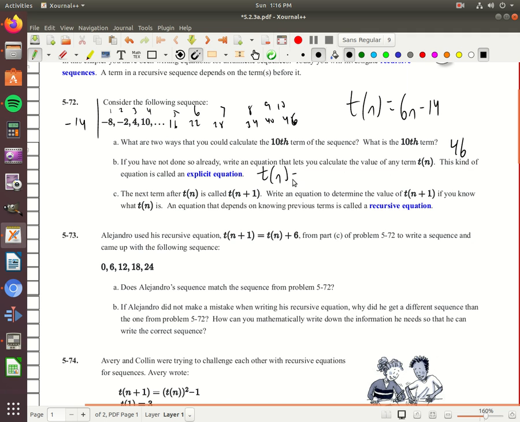This is known as an explicit equation, which is going to be a little bit different than recursive equations. Explicit equations essentially say, hey, look, I want to know the 10th term, so I can go straight to it. Explicitly go straight to it. Recursive is what we did up here, which essentially says, hey, start at this number and then add 6 each time. So it says, and this is where we get a little bit of trouble, the term after t of n is called t of n plus 1.